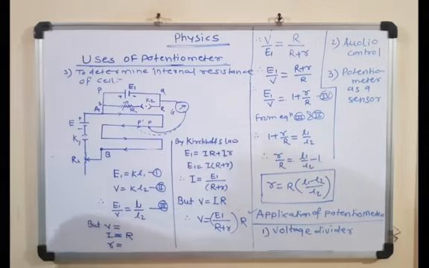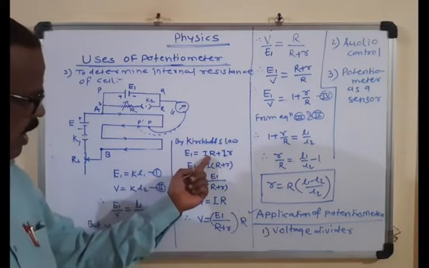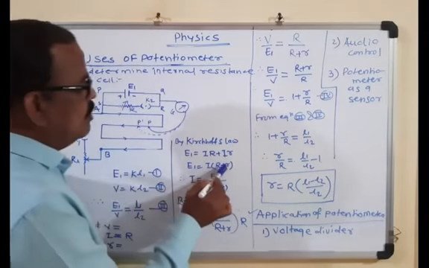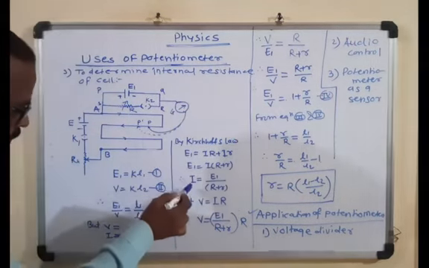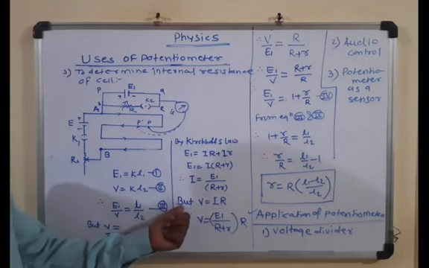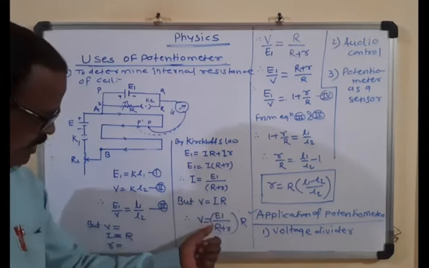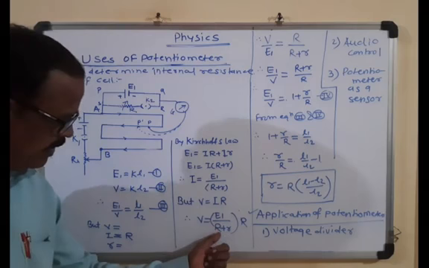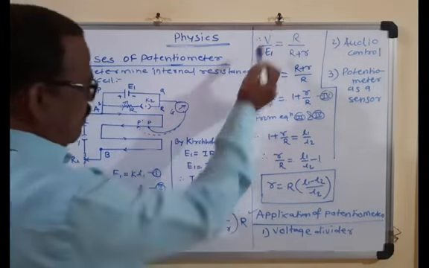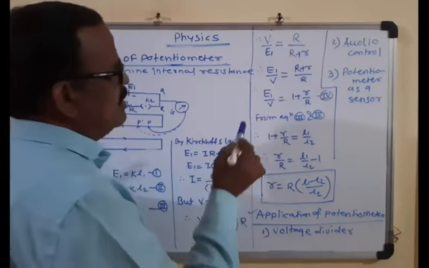In this loop, we apply KIRCHHOFF'S law and we can write E1 is equal to I into R plus I into small r. E1 is equal to I into R plus r. Therefore, I is equal to E1 divided by R plus r. According to Ohm's law, V is equal to IR. Substituting the value of I, V is equal to E1 divided by R plus r, into R. Therefore, V divided by E1 is equal to R divided by R plus r.